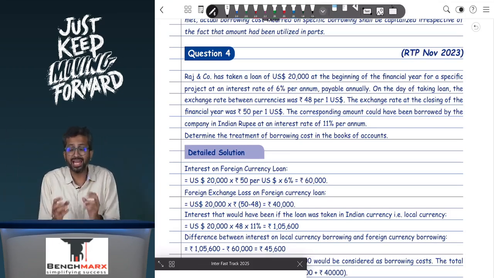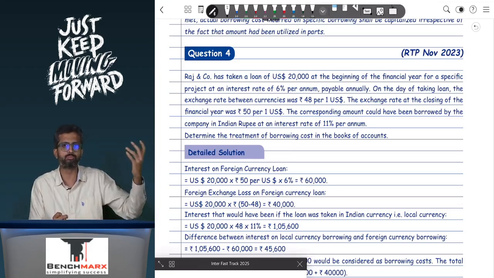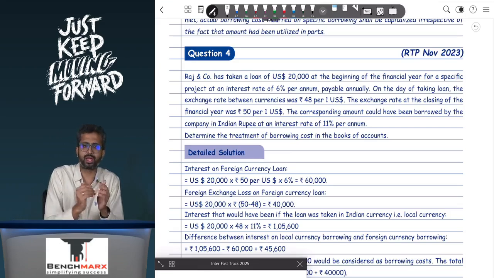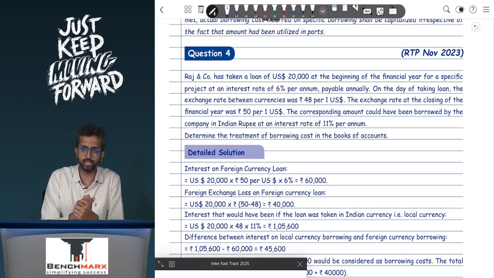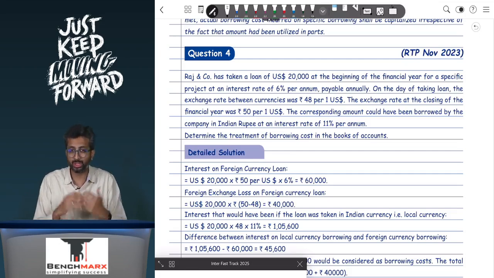So apparently you are saving borrowing cost if I were to borrow in the US, and hence if it is a qualifying asset, only that borrowing cost which you are actually paying, and rightly so, should be capitalized. You are paying less, well, lesser borrowing cost should be capitalized.